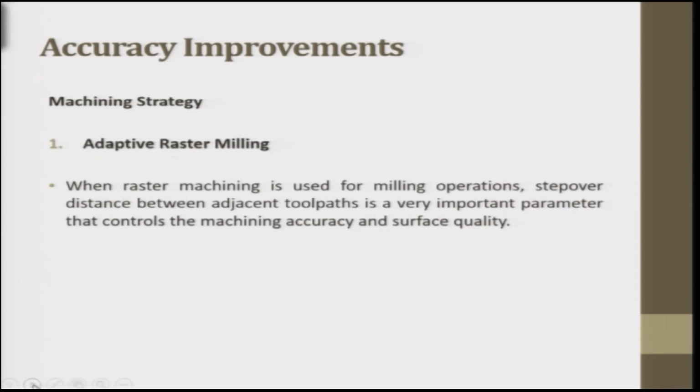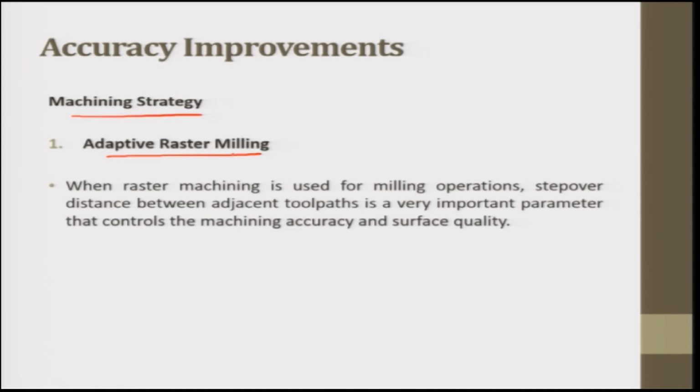Next is machining strategy for accuracy improvement. Now, machining strategy is very important for finishing additive manufacturing parts and tools. Considering both accuracy and machine efficiency, adaptive raster milling of the surface plus hole drilling and sharp edge contour machining can fulfill the needs of most parts.